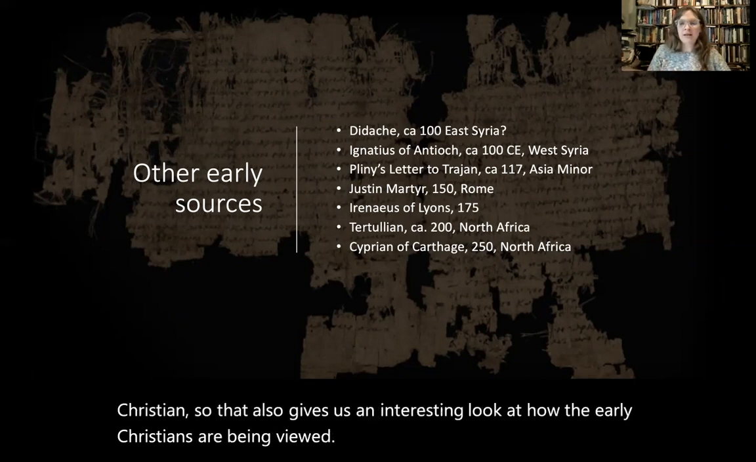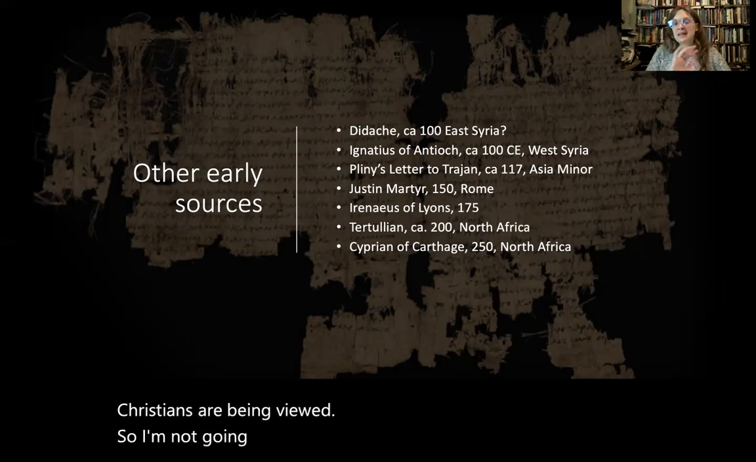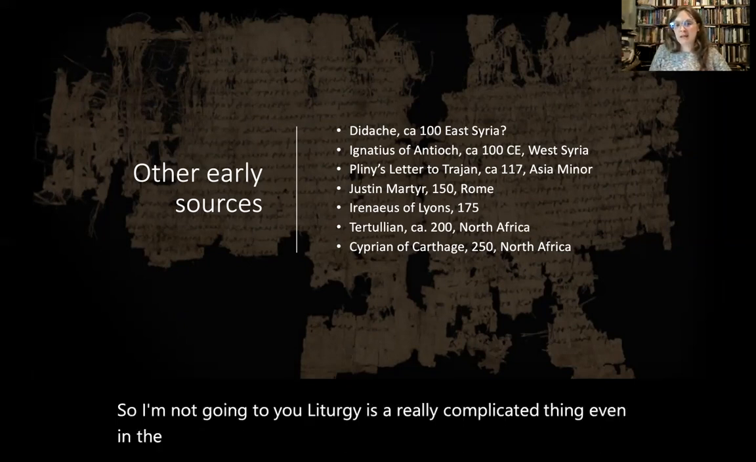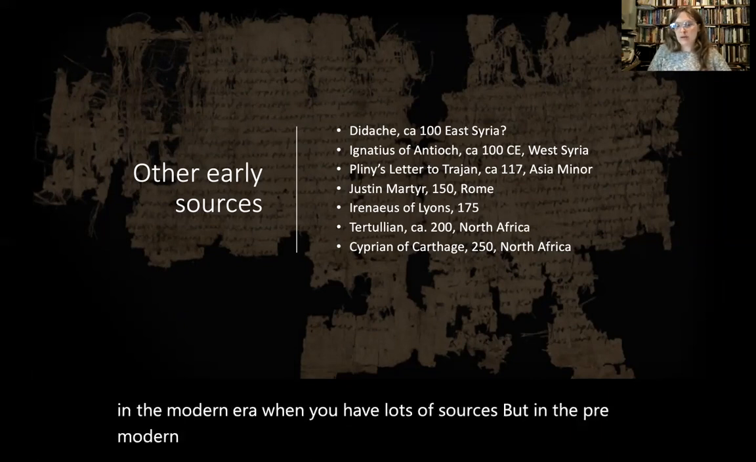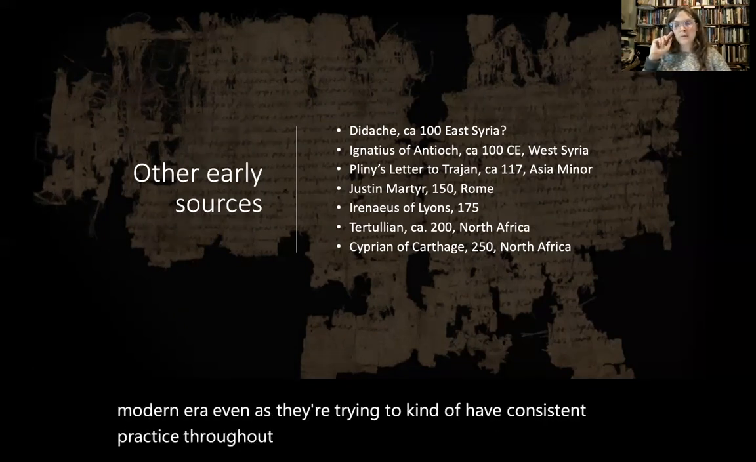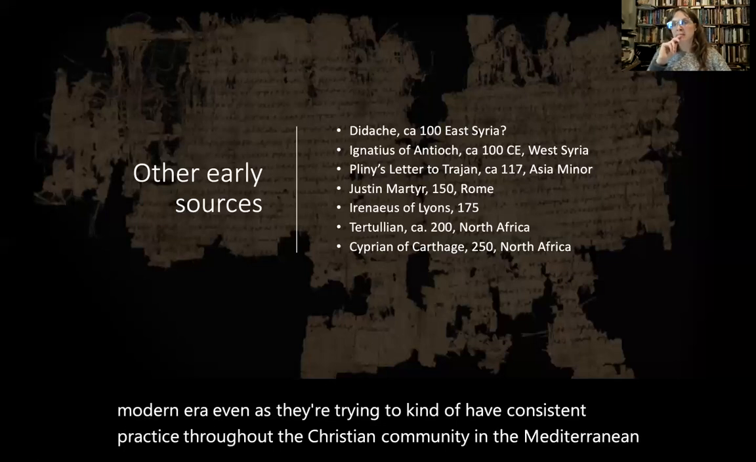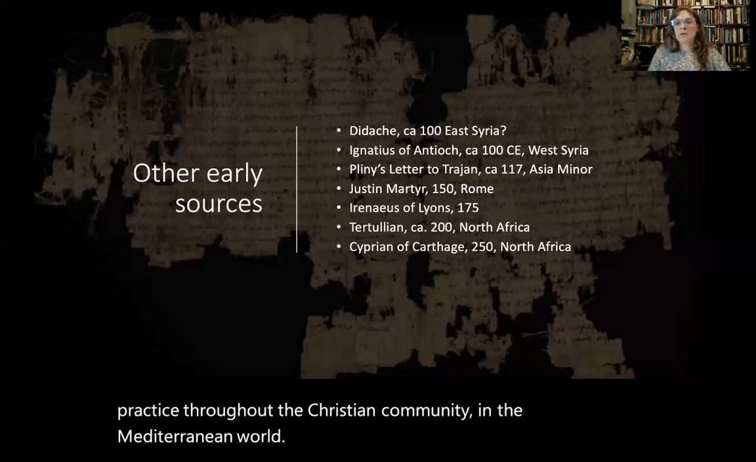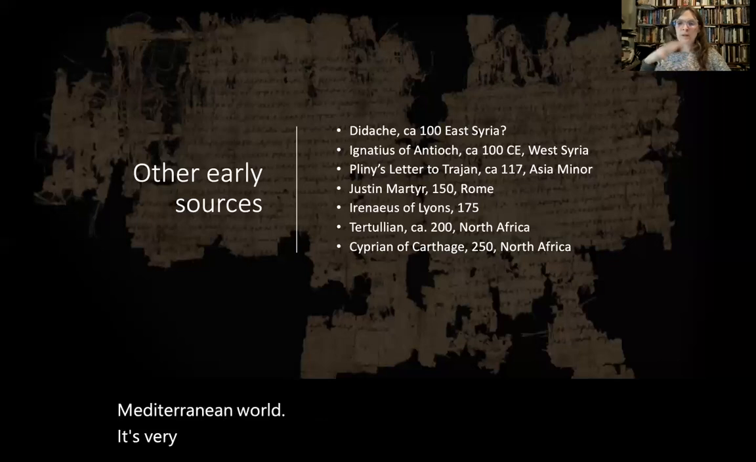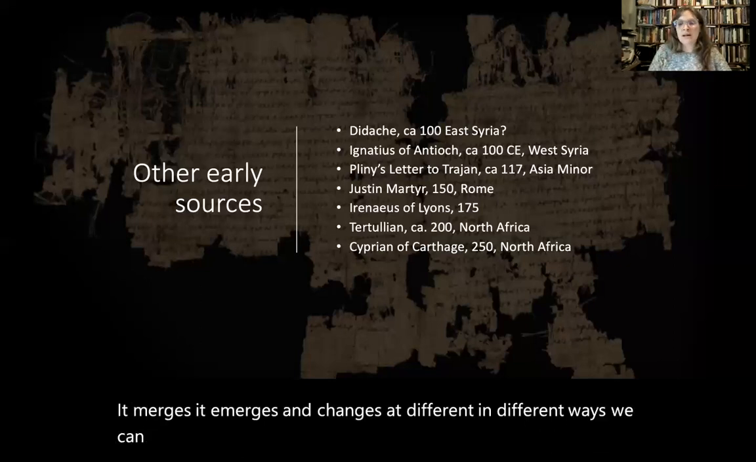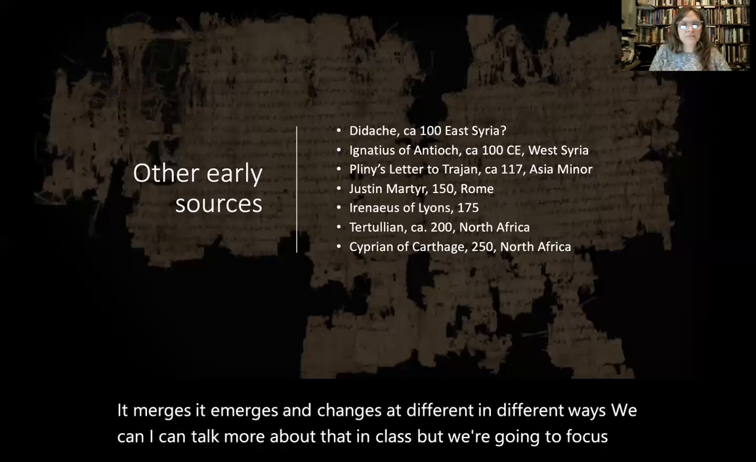So you can see liturgy is a really complicated thing, even in the modern era when you have lots of sources. But in the pre-modern era, even as they're trying to have consistent practice throughout the Christian community in the Mediterranean world, it's very regional. And so it emerges and changes in different ways. I can talk more about that in class, but we're going to focus on the architecture right now.